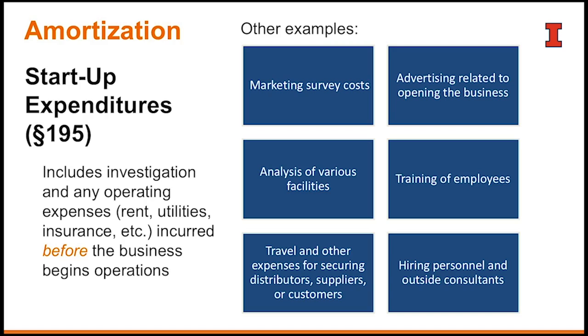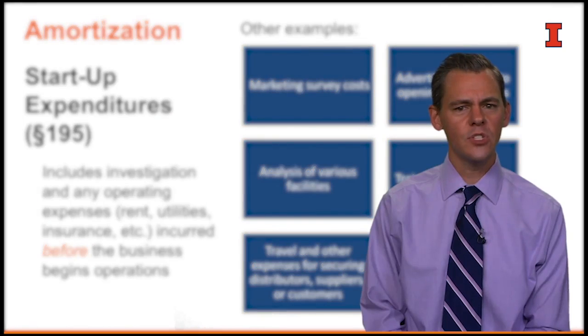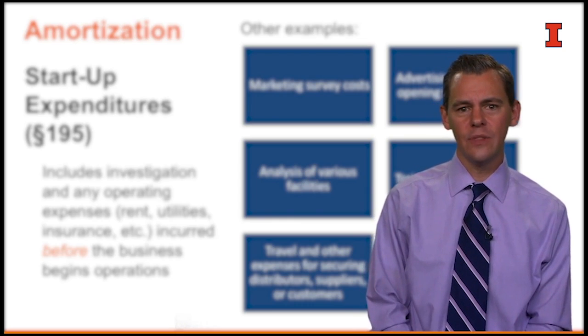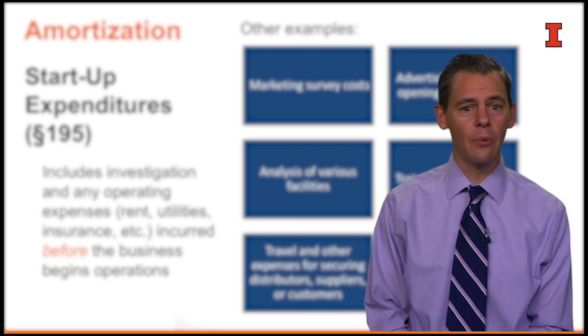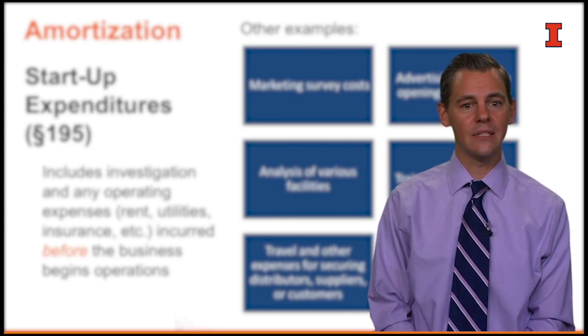Some examples of startup expenditures that business owners need to keep track of before starting their business include marketing survey costs, advertising related to opening the business, analyzing various facilities, training employees before the business starts, travel and other expenses related to securing distributors, suppliers, or customers, and hiring personnel and outside consultants. You can see that all of these expenses are the type that are incurred before the business begins. So how do we account for them? How do we deal with these expenses that are not deductible as operating expenses since technically the business hasn't started its operations?